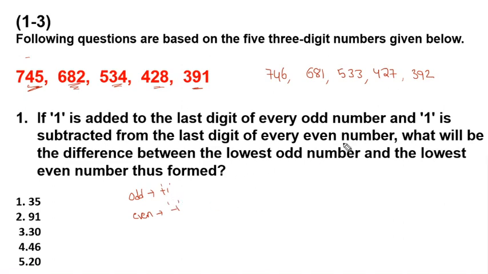What is he asking? What will be the difference between the lowest odd number and the lowest even number thus formed? Out of these, the odd numbers are 681, 533 and 427. So 427 is the lowest odd. The even numbers are 392 and 746, and the lowest is 392. So we need to get the difference between 427 and 392. 7 minus 2 is 5. 12 minus 9 is 3. So our answer is 35. We need to make this simple. Remember that. So let's go for the next question.